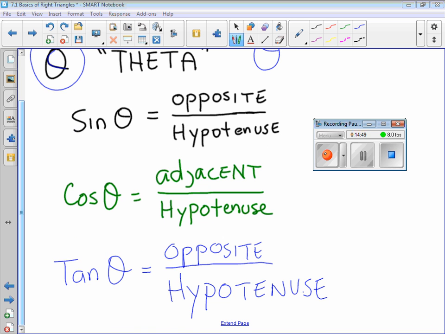So these are the three trig functions you're going to need to know from memory. Sine of theta is equal to opposite over hypotenuse. Cosine of theta is adjacent over hypotenuse, and tangent equals opposite over adjacent. All right, so hopefully you looked up SOHCAHTOA. You could look up SOHCAHTOA. That's a hint to how to memorize these things.